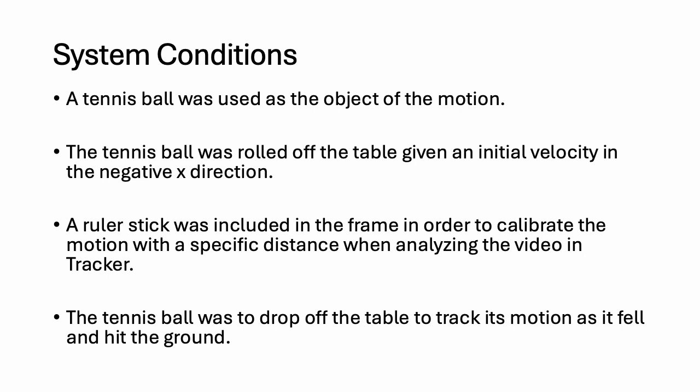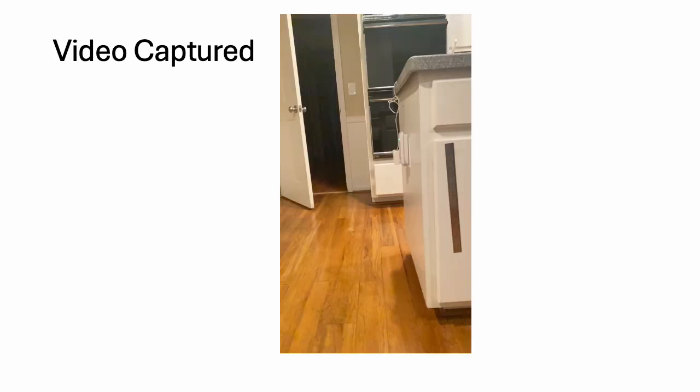A tennis ball was used as the object of the motion. The tennis ball was rolled off a table given an initial velocity in the negative x direction. A ruler stick was included in the frame in order to calibrate the motion with a specific distance when analyzing the video in Tracker. The tennis ball was to drop off the table to track its motion as it fell and hit the ground. This was the video captured.